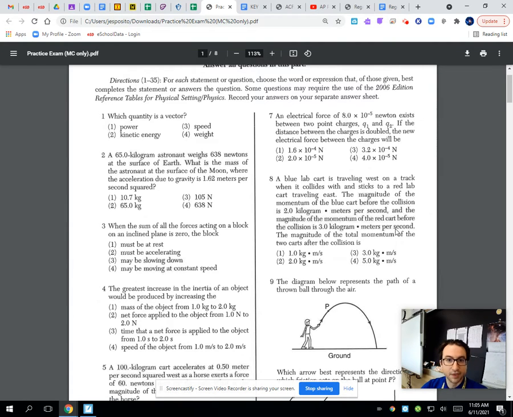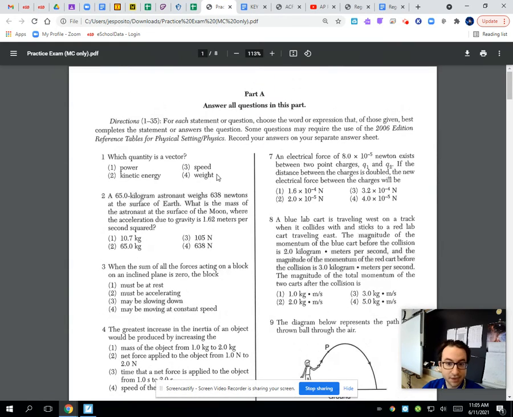Hi everyone, I thought it would help if I went through the entirety of your practice final exam in case you had questions that you didn't have time to ask during class. So here it is. I'll go through question by question, discussing each one and showing equations that you might use for the mathematical ones.